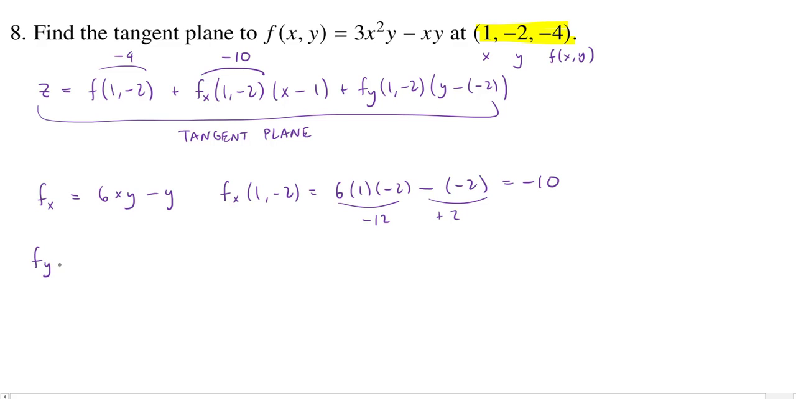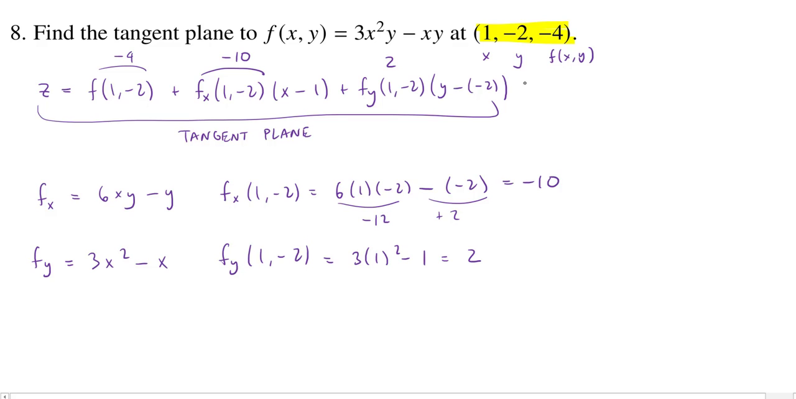And then I need to do, of course, my fy as well. The partial with respect to y, I treat x as a constant, so I just keep the 3x squared. The derivative of y is 1, so 3x squared. And again, derivative of y is 1, so I just get minus x. And so fy at 1, -2, well, I don't even have to worry about the y value anymore. I just plug x equals 1 in. I'll get 3 times 1 squared minus 1. Okay, this is 3 minus 1, or 2.